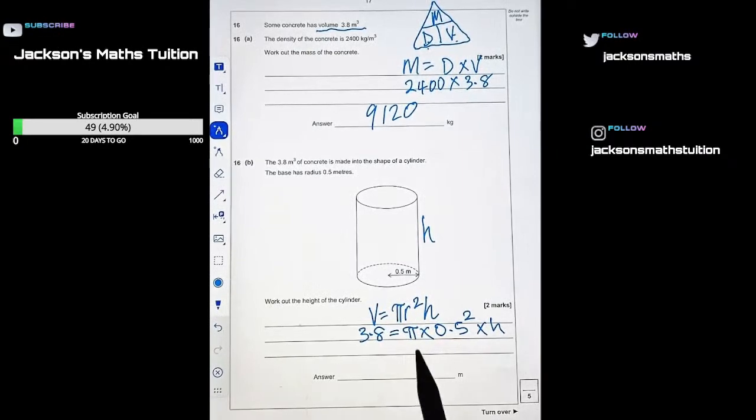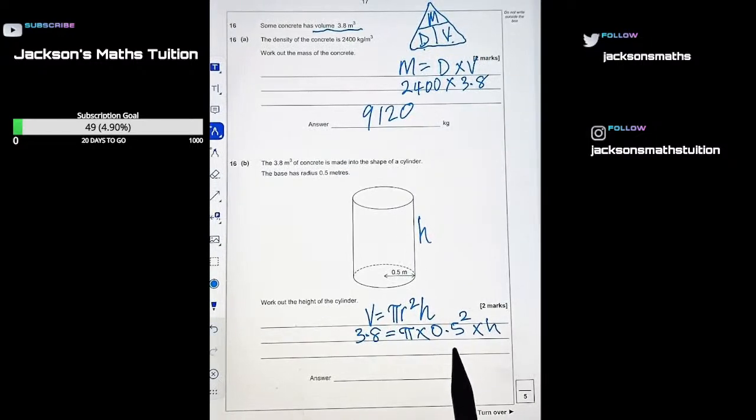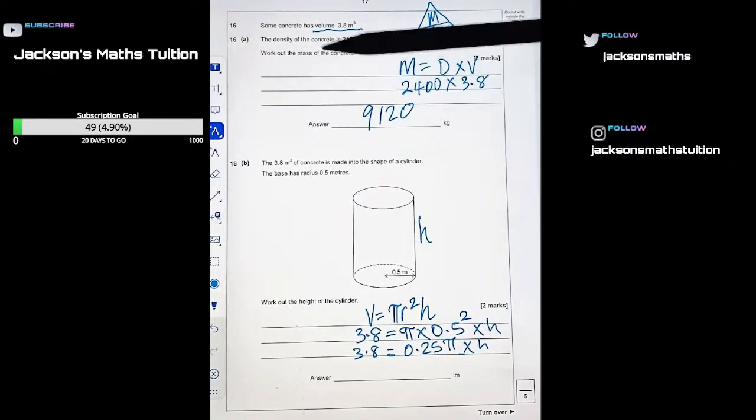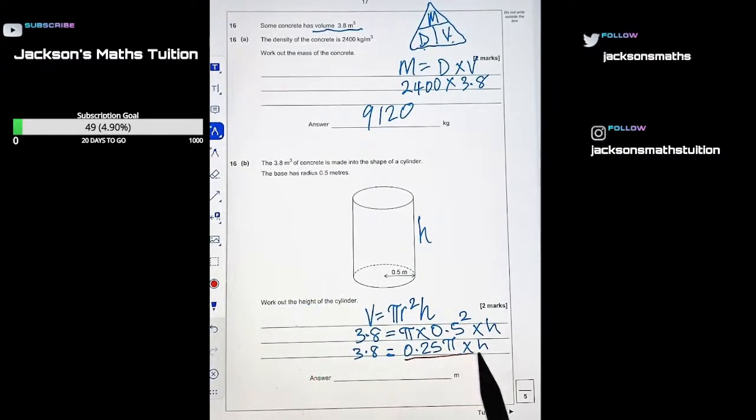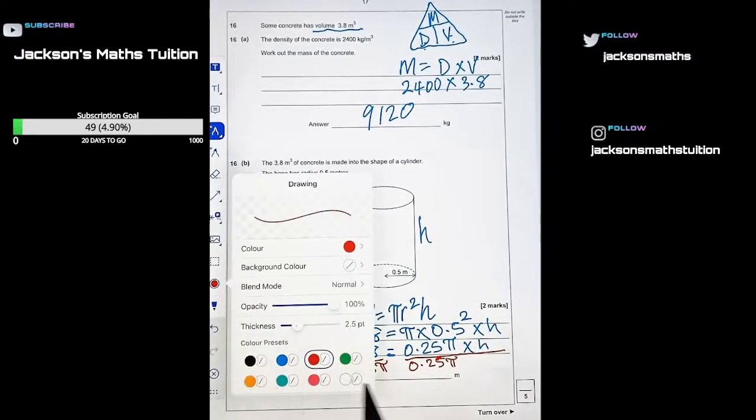Okay, so if you do 0.5 squared, that's going to be 0.25. So this is 0.25 pi times by the height, and that gives you 3.8. Now you're going to do inverse. Inverse of multiplication here, which is to divide both sides by 0.25 pi. Just punch it on the calculator, and that will give you a final answer.